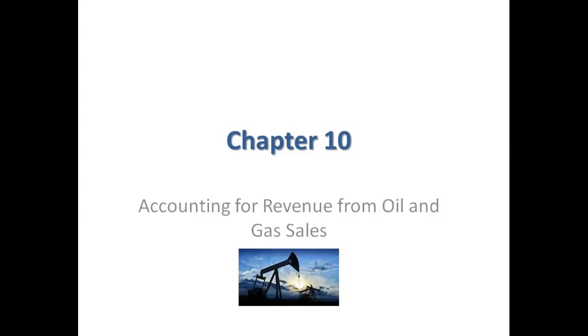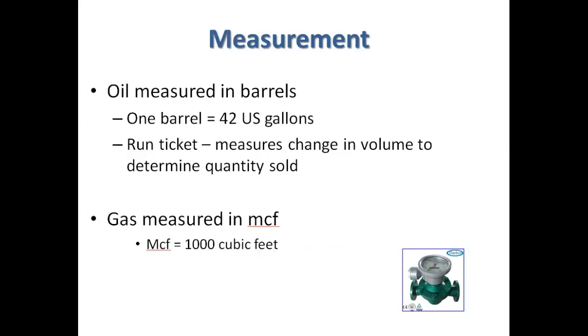Hello, today we're going to discuss Chapter 10, Accounting for Revenue from Oil and Gas Sales. A couple of measurements that we need to keep in mind. Oil is going to be measured in barrels. 1 barrel equals 42 US gallons.